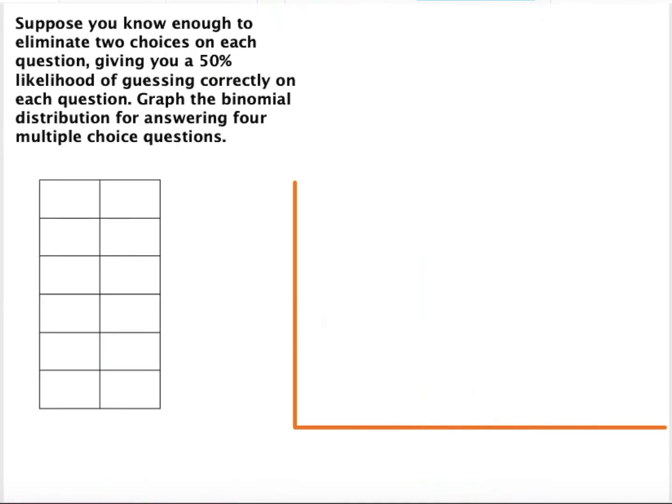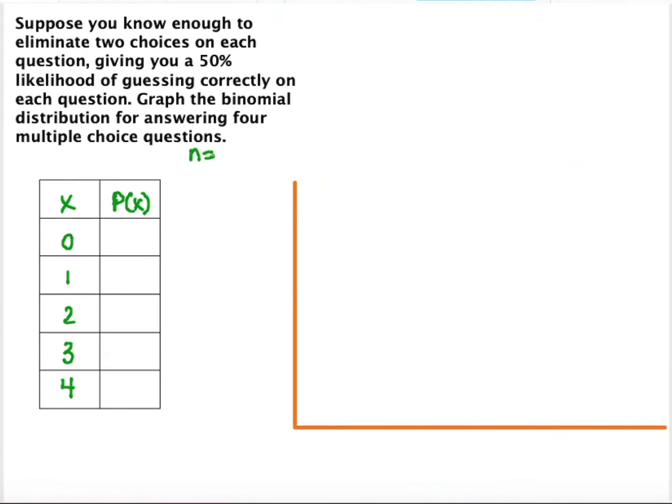Let's see how that distribution changes if you aren't just purely guessing, you know enough to eliminate 2 choices on each question. Now you have a 50% likelihood of guessing correctly. So if we had 4 multiple choice questions, how many could we expect to get correct now that we're having like a 50-50 shot at each one? Let's fill out our table. Again, there's still 4 questions, so I could get 0 or 1 or 2 or 3 or 4 right. And I will find the probability for each of those.